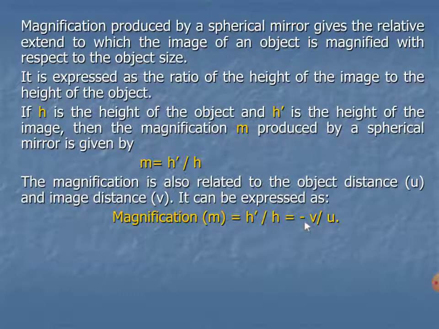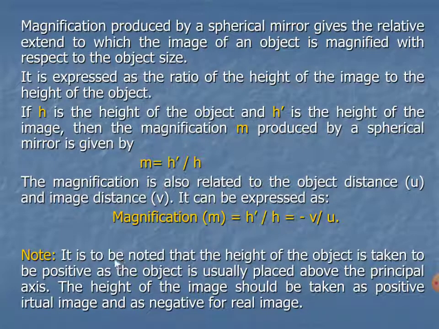But in the case of mirror, what happened? The magnification will be minus of image distance to the object distance, or it may be expressed as height of the image to the height of the object. Now it is to be noted that the height of the object is taken to be positive as the object is usually placed above the principal axis.